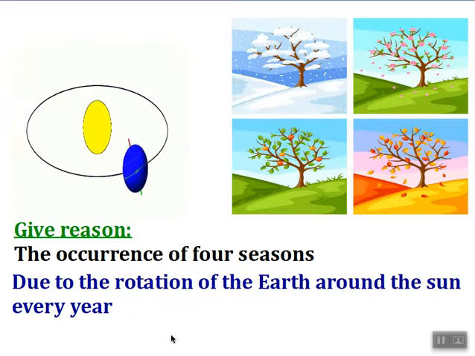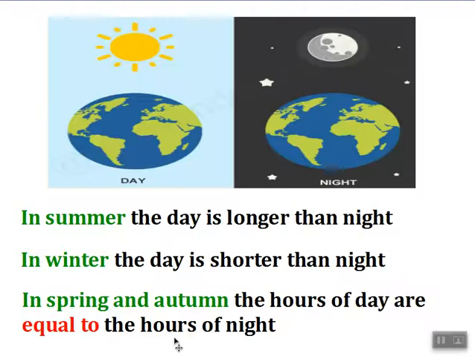So again, give reason. Occurrence of 4 seasons, or sequence of 4 seasons. Why does the phenomenon of 4 seasons occur? This happens due to the rotation of the earth around the sun every 1 year.